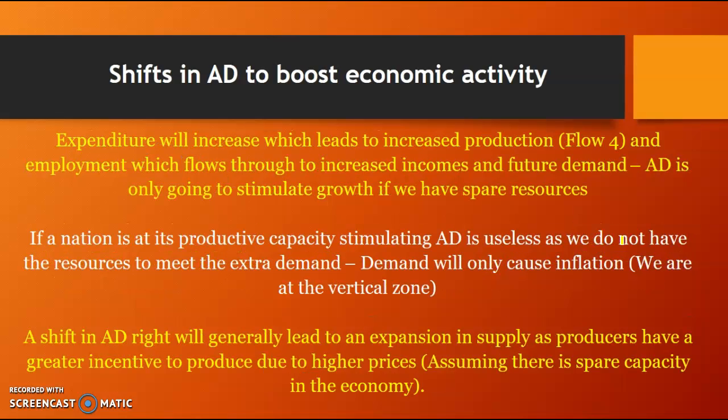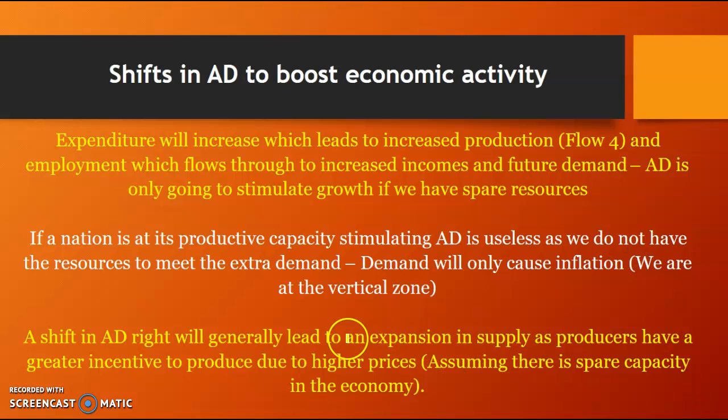So basically, the key thing here with aggregate demand side factors is we're looking at increased expenditure, which should then flow on to increased production and then through increased employment throughout the economy. So we're focusing on flow 3 first, where we boost the demand equation. Then that leads to more production, which flows on to more demand for resources and higher incomes throughout the economy.